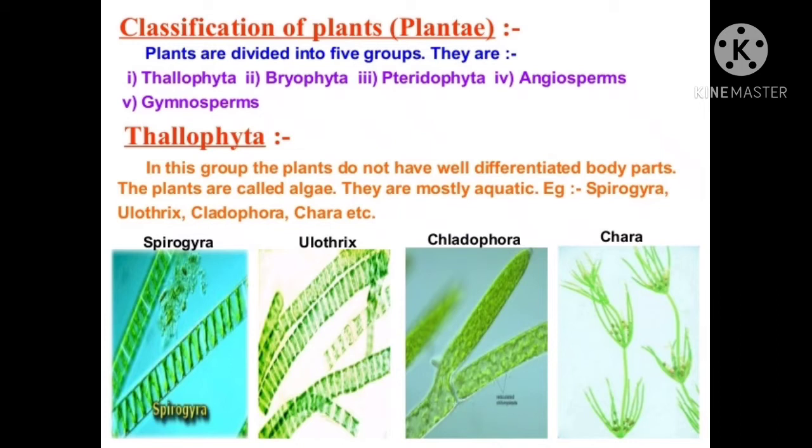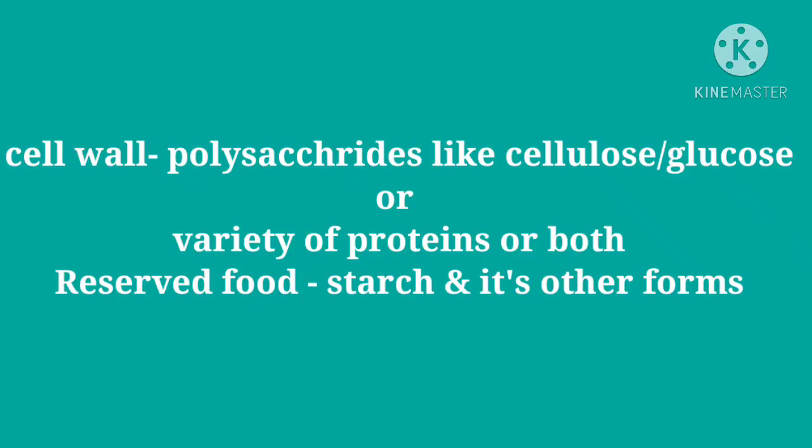Some are motile and some are non-motile, some are filamentous and some are branched. Then I have discussed with you about Sargassum also, that is macroscopic. Here the cell wall contains either a polysaccharide like cellulose or glucose, or a variety of proteins, or both of these things are present.